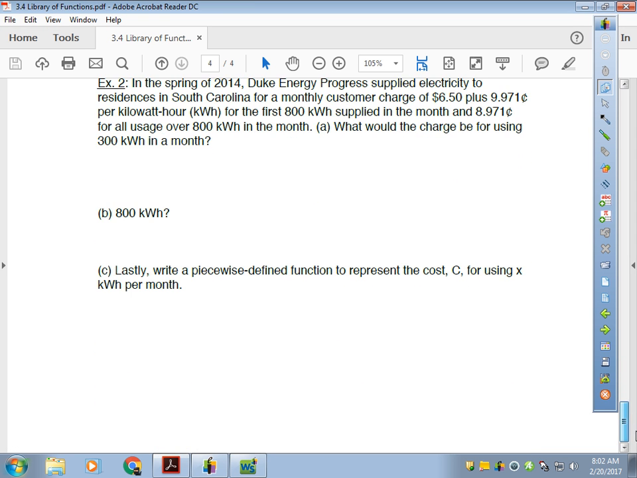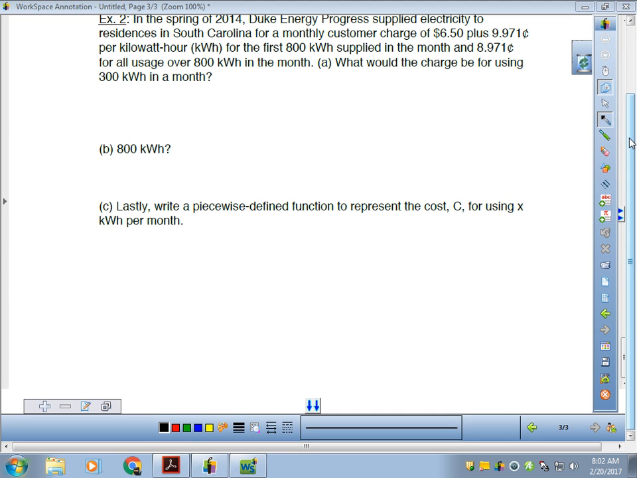Alright, our last example. This last example says, in the spring of 2014, Duke Energy Progress supplied electricity to residents in South Carolina for a monthly charge of $6.50 plus 9.971 cents per kilowatt hour for the first 800 kilowatt hours supplied in the month, and 8.971 cents for all usages over 800 kilowatt hours in the month.